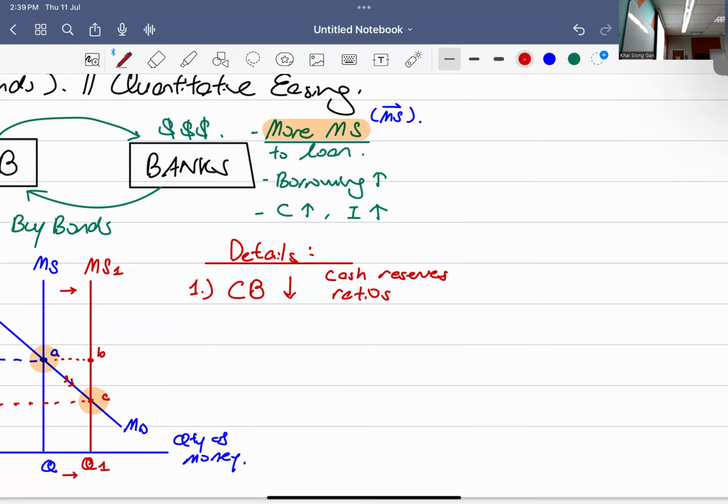Percentage is same for all banks? Yes, for all. Yeah, for all. Central bank controls all the commercial banks.